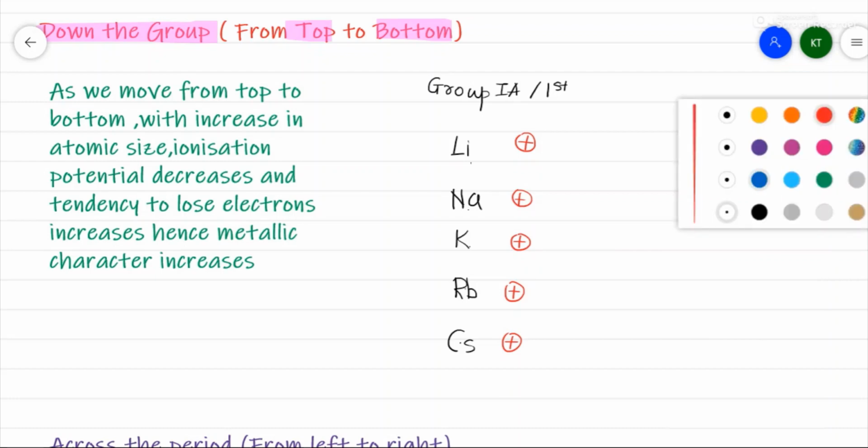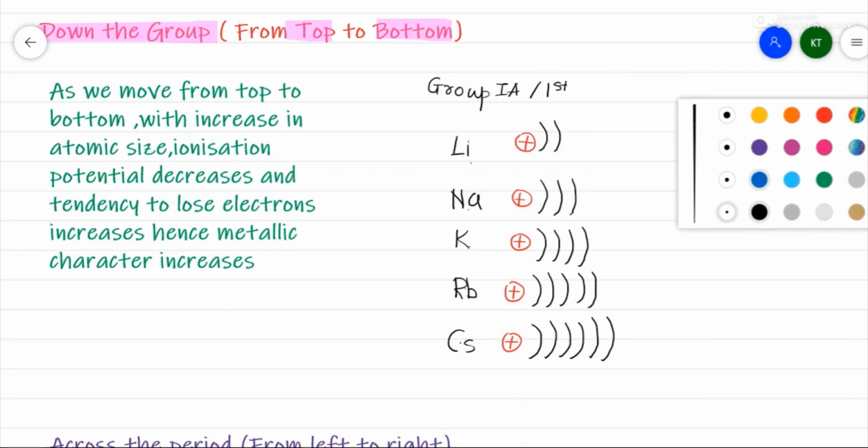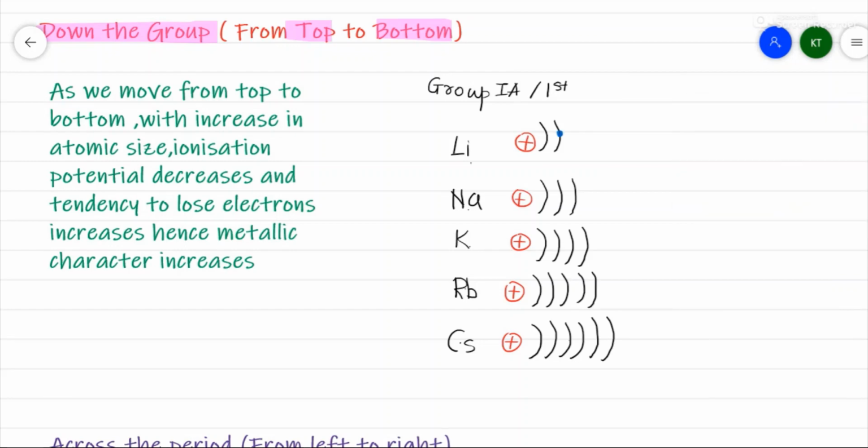Then let me draw the shells. So lithium has got 2 shells, sodium has got 3 shells, potassium has got 4 shells, rubidium has got 5 shells, and cesium has got 6 shells. So 1, 2, 3, 4, 5, and this is the 6th one. Now as these are the elements which are present in the first A group, they got 1 electron in the valence shell, which is represented with 1 dot in the last shell.